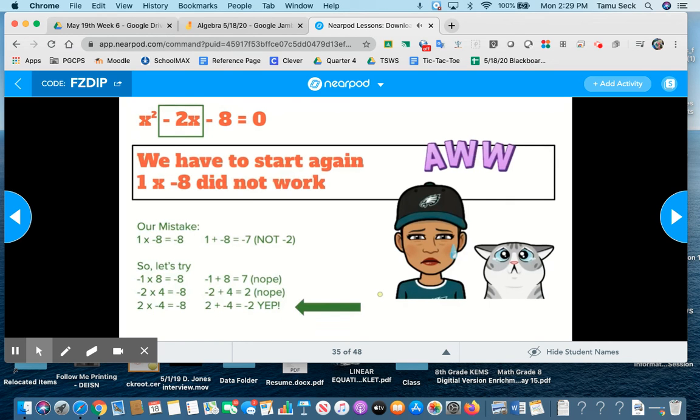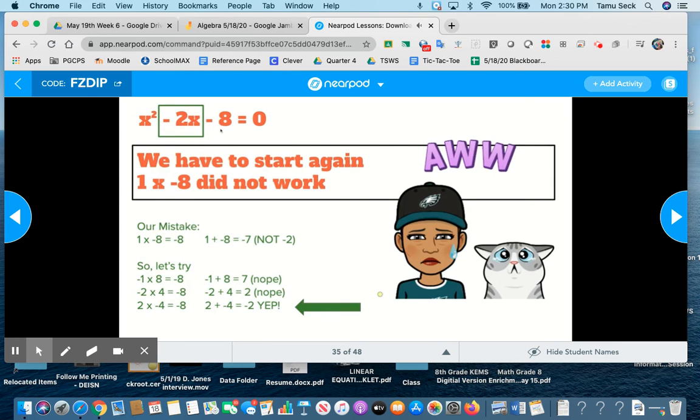1 times negative 8 did not work. We picked that last one, but it didn't work. So we can't just pick any combination of numbers willy-nilly. We have to pick something that's going to work. Our mistake was that 1 times negative 8 did give us negative 8, but 1 plus negative 8 gives us negative 7, but we need negative 2, like in this box here. We needed a negative 2.